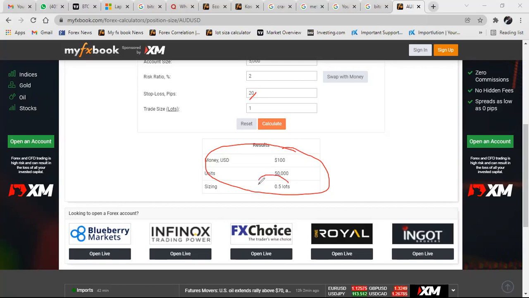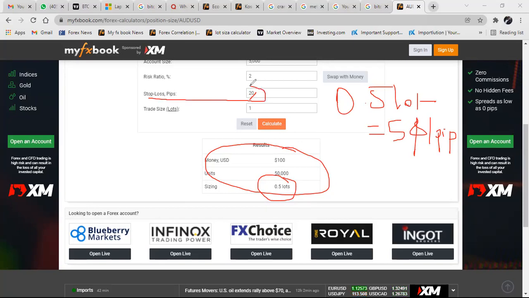We were supposed to be using 0.5 lot size. So it's 0.5 lots. Meaning what? If this 0.5 lots is equal to so many dollars per pip, it will be equal to $5 per pip. And now here, what is your risk? It was 20 pips. So your risk was supposed to be 20 pips.